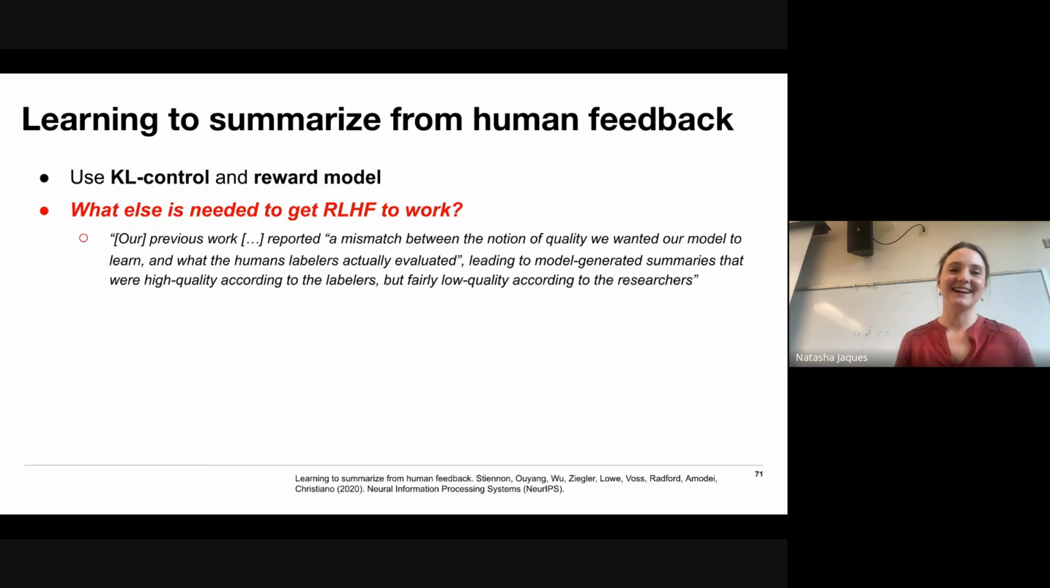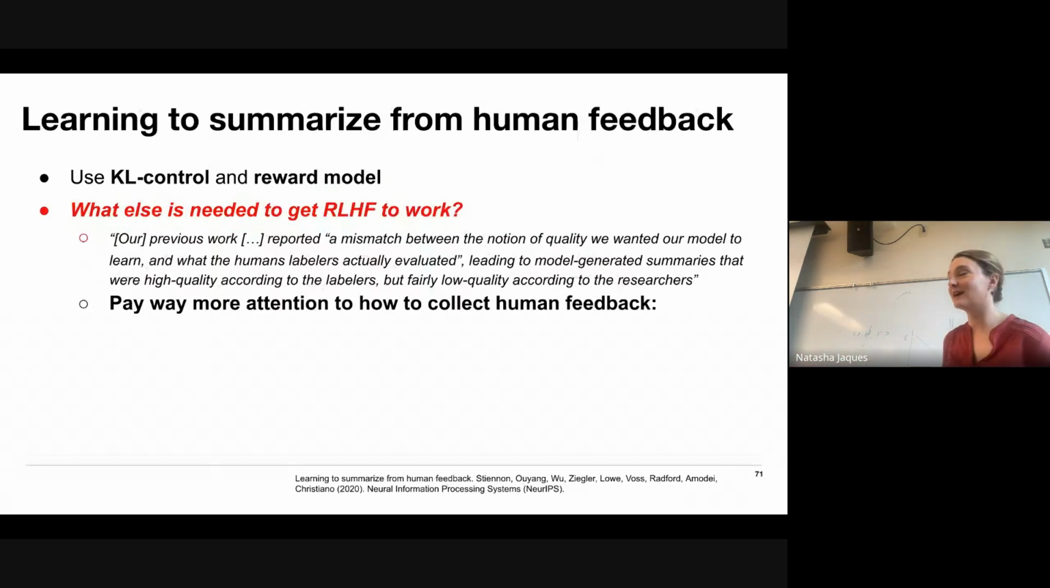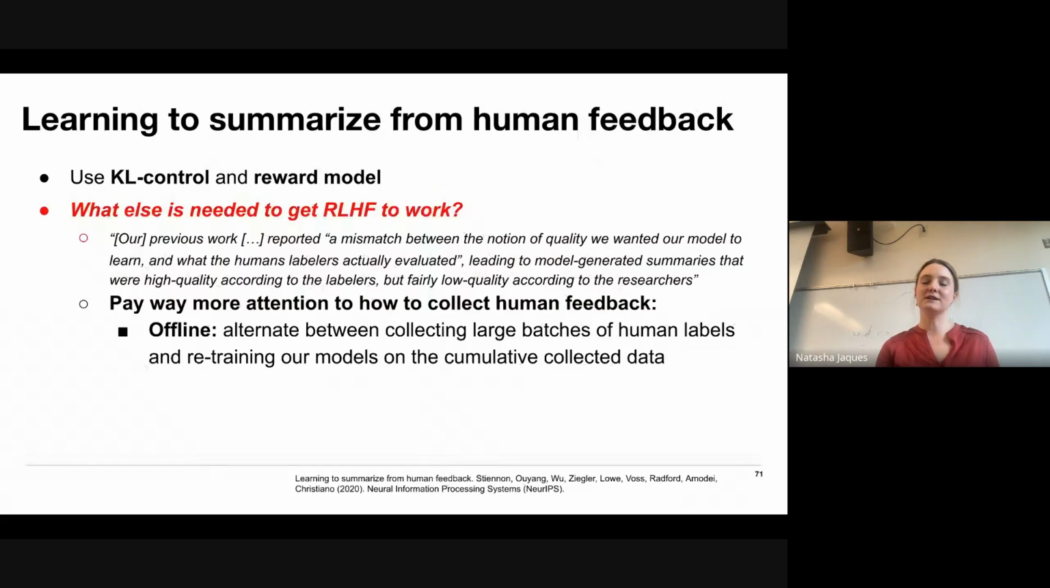That's what they did. Our previous work reported a mismatch between the notion of quality we, the OpenAI researchers, wanted our model to learn and what the human labelers actually evaluated, leading to model-generated summaries that were high quality according to labelers, but we didn't like them. So what we did, and keep this in mind because this is how they're training ChatGPT, is pay a lot more attention to how to collect human feedback. They alternated between collecting large batches of human labels and then retraining.